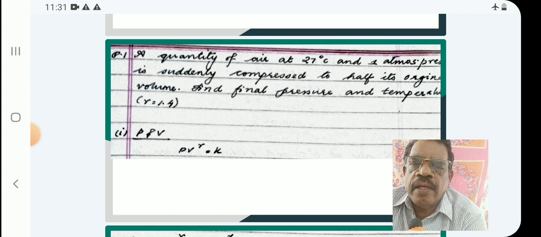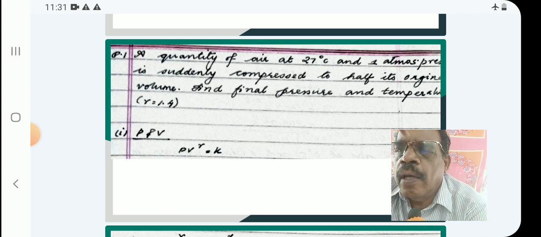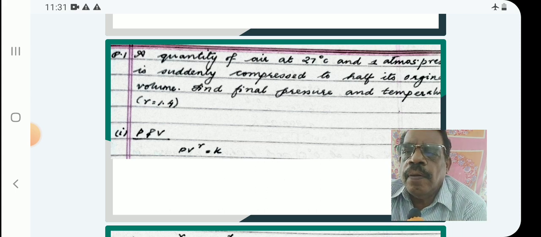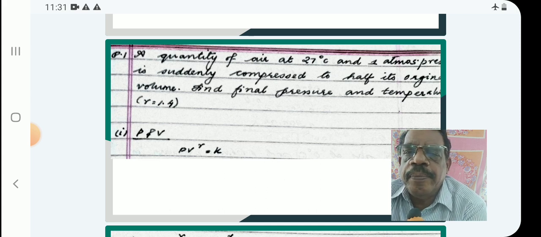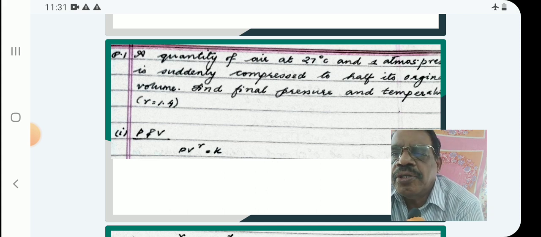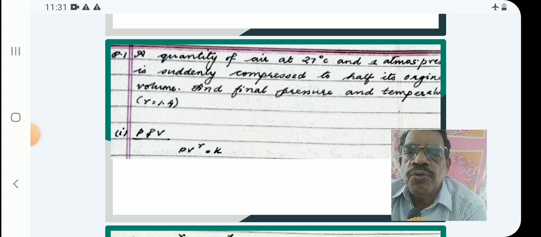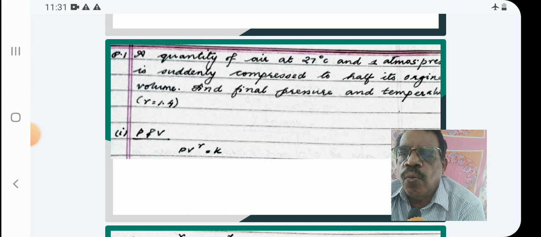So we write the first problem. A quantity of air at 27 degrees centigrade and atmospheric pressure is suddenly compressed to half its original volume.